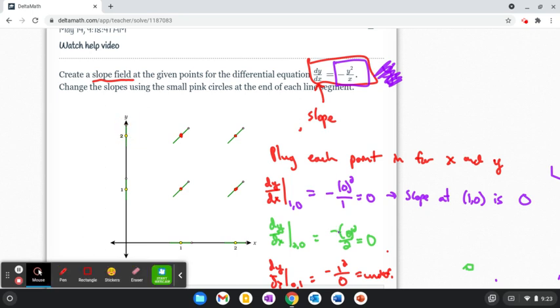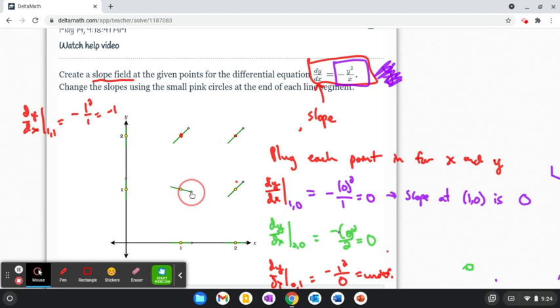All right, let's go ahead and do 1, 1. So dy dx evaluated at 1, 1 would be negative 1 squared over 1. So that's just going to be negative 1. So make a slope of negative 1.